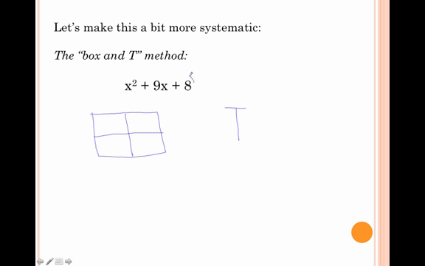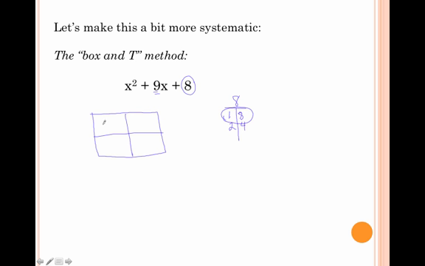Remember that I need to multiply my two factors to give me an 8, but they need to add to give me a 9. So what are my factors of 8 that I can multiply together? 1 and 8, 2 and 4. Those are my only factors. And the only thing that will add to give me a 9 is right here, 1 and 8. So I know that my factors for when factoring this polynomial are going to be 1 and 8.